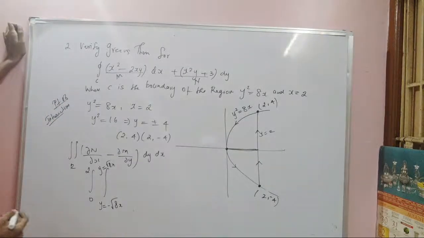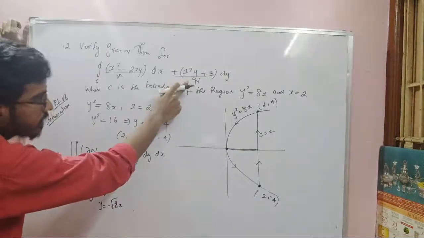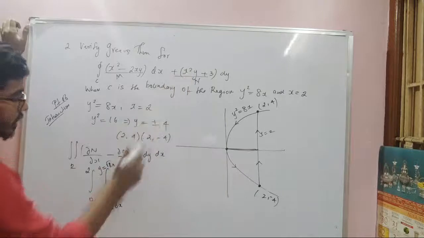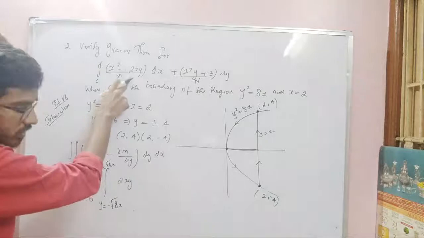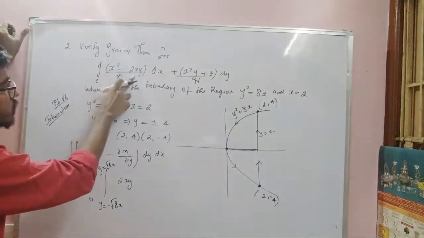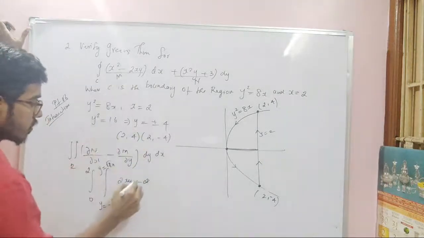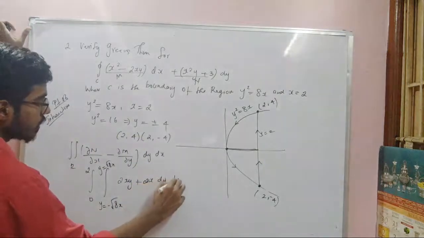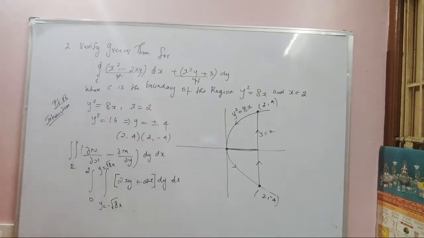And we need to find dou n by dou x and dou m by dou y. So dou n by dou x: if I differentiate n with respect to x, we will have 2xy plus 0. And dou m by dou y: differentiating with respect to y, this will be minus 2x, and since we already have a minus, it becomes plus 2x, dy dx, right? So we need to evaluate this integral: the integral from 0 to 2, integral from y equal to minus root 8x to plus root 8x, of (2xy plus 2x) dy dx.